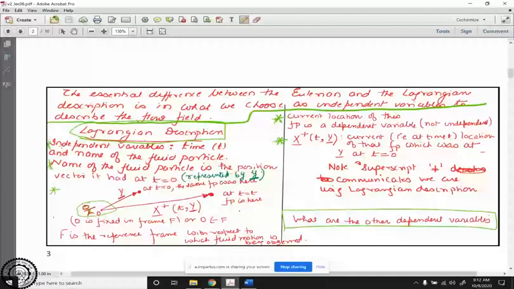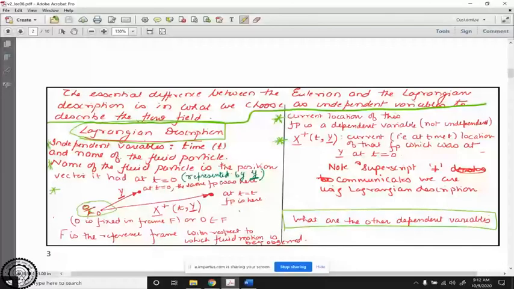So in Lagrangian description, the first independent variable is of course time. We will see in Eulerian also, time is still an independent variable. But the second independent variable in Lagrangian description is the name of the fluid particle, the identity of the fluid particle. So you may recall what I said in the last lecture.